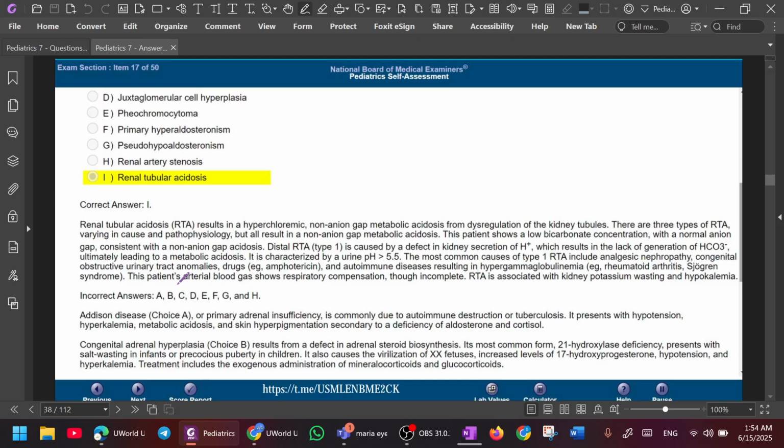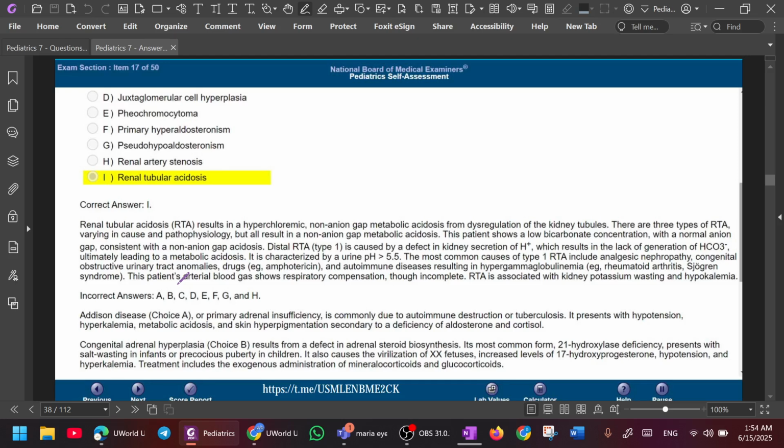The most common causes of type 1 RTA are analgesic nephropathy, congenital obstructive urinary tract abnormalities, drugs, and autoimmune diseases like rheumatoid arthritis and Sjogren. This patient's arterial blood gas shows respiratory compensation, though incomplete. RTA is associated with kidney potassium wasting and hypokalemia. Wait, what did he have here?